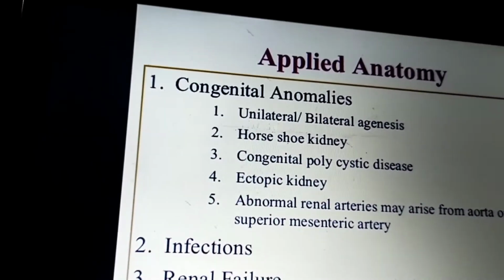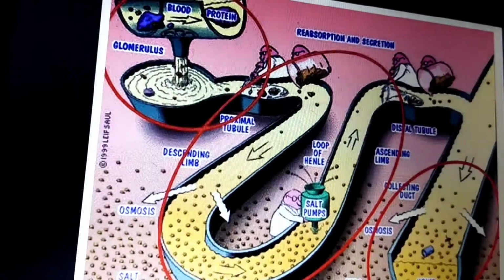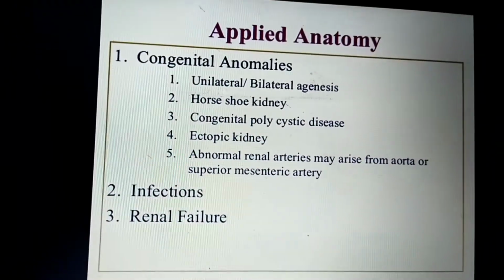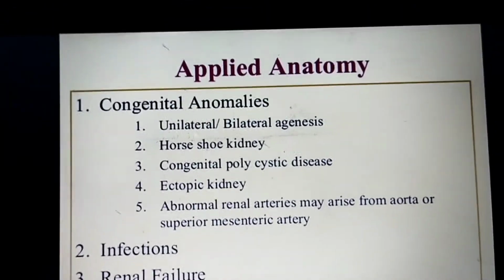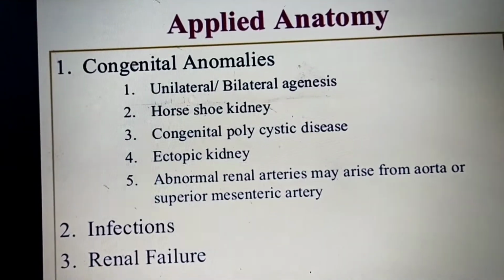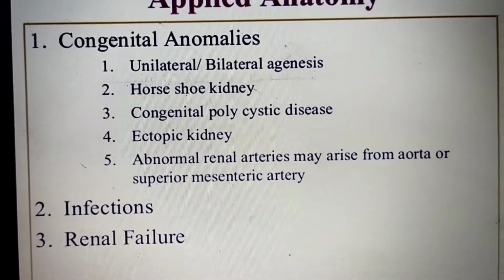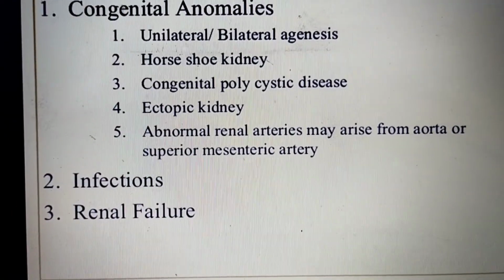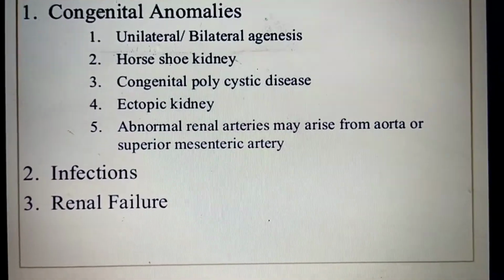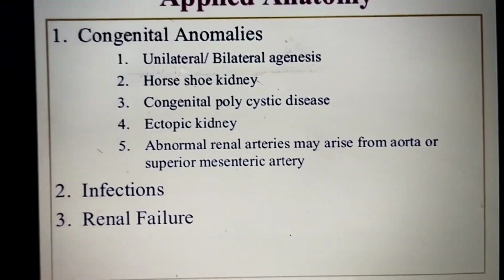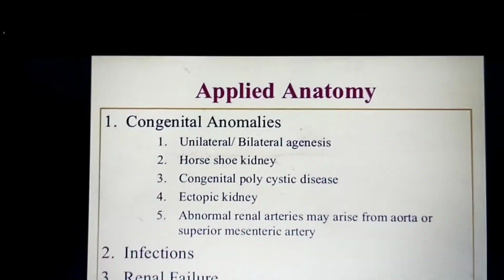Applied anatomy of the kidney. There are congenital anomalies: unilateral and bilateral agenesis, horseshoe-shaped kidney, congenital polycystic disease, ectopic kidney, abnormal renal arteries that may arise from the aorta or superior mesenteric artery. Then infection, pyelonephritis, or pyonephrosis, then renal failure.